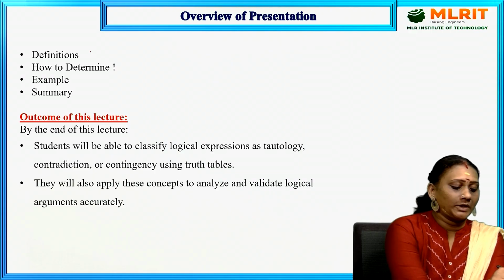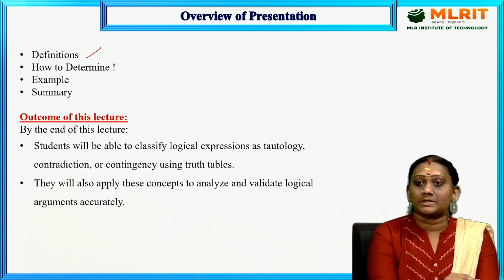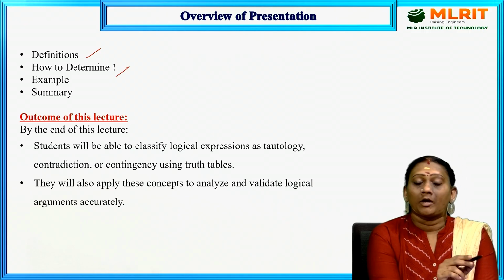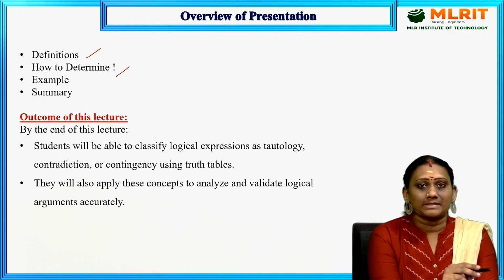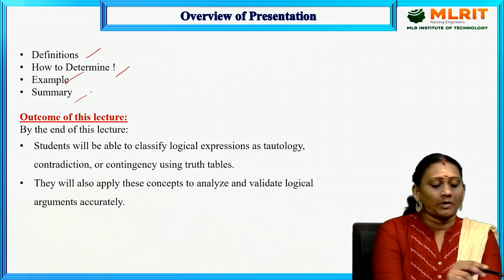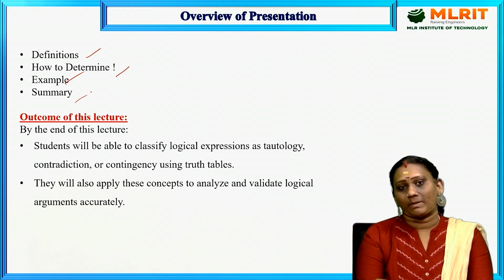So coming to this PPT, this is going to be the overview of the presentation. Here we are going to look at the definitions first of all, and after that how we are going to determine tautology, contradiction and contingency, what the major differences between them are, and we are going to look at examples, and finally we are going to have a summary of this PPT.